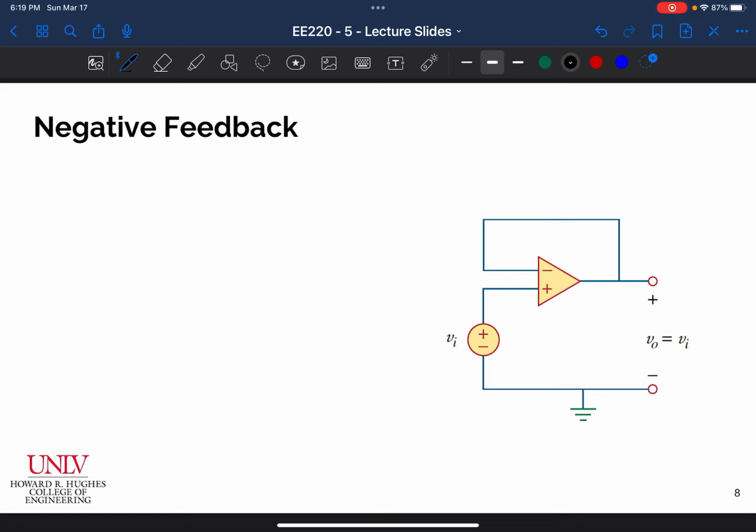All right, so let's take a look at this circuit. This circuit is an example of negative feedback. That's what this title is called. Feedback, specifically negative feedback, just means we take our output and we feed it back to the negative input. That's the definition of negative feedback here. But what's actually happening in this circuit?